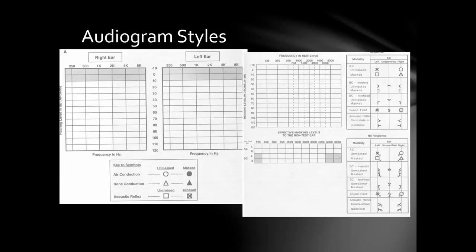We're going to go over the symbols in just a moment, but you can see them listed over here on the side of this audiogram. One other thing to notice, some audiograms include a space for you to list masking levels if you're going to be performing masked testing, and other audiograms do not.